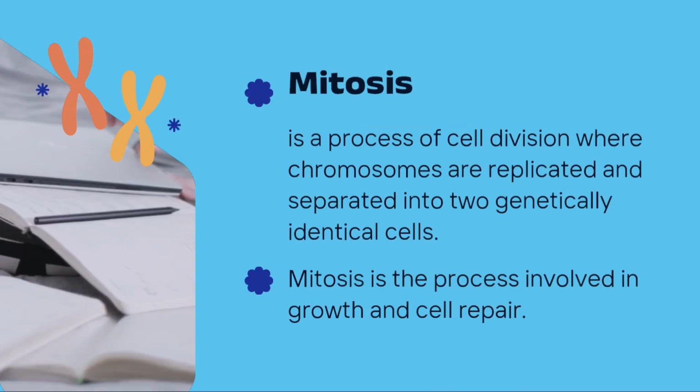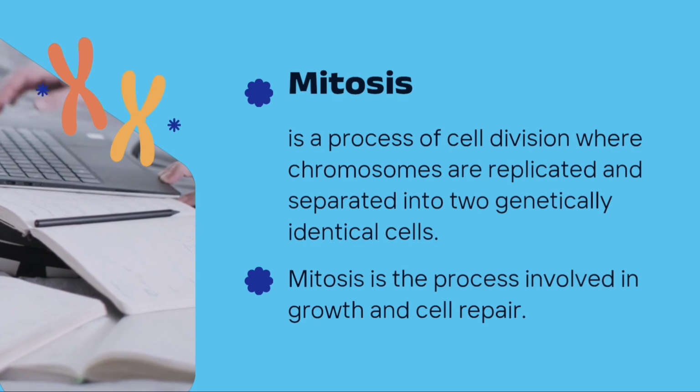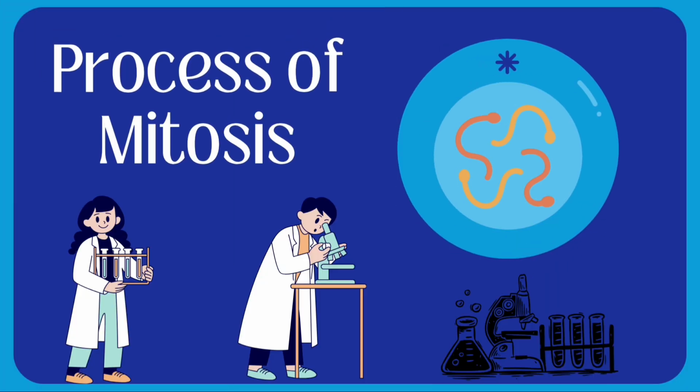So what is mitosis? Mitosis is a process of cell division where chromosomes are replicated and separated into two genetically identical cells. Mitosis is also the process involved in growth and repair of our body. So what are the processes of mitosis? Right now we're going to tackle the different stages of mitosis.